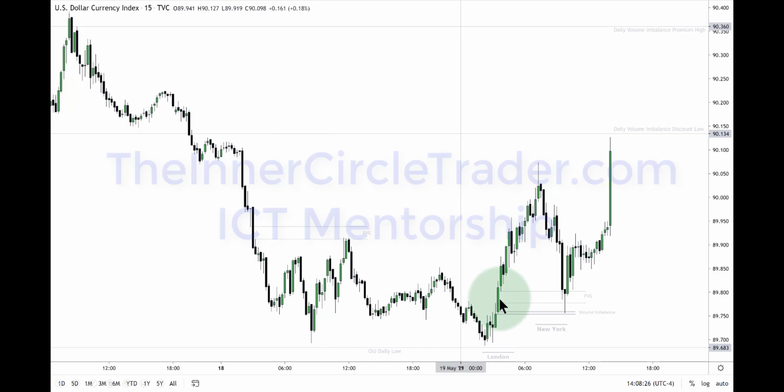Fair value gap on the 15-minute time frame and volume imbalance. Beautiful reaction there. Drops down into that during New York, which is also an optimal trade entry. Just running to the old high. That's a trade in itself, so that would set up shorts on foreign currency.